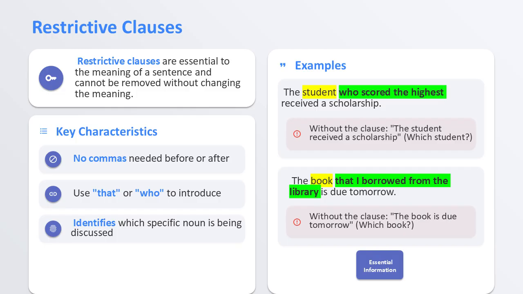Now let's look at restrictive clauses. A restrictive clause is essential to the meaning of a sentence. If you remove it, the meaning becomes unclear. For example, the student who scored the highest received a scholarship. If we remove the clause, we no longer know which student. Restrictive clauses do not take commas. They often use that or who. They identify a specific noun.